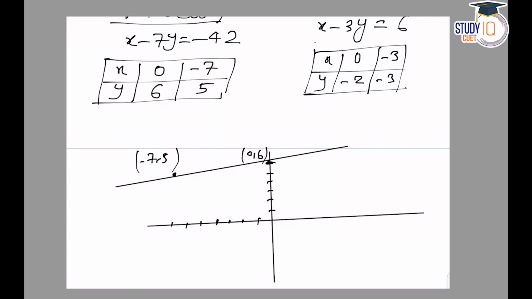Similarly, for the second equation, we need (0, minus 2), that is minus 1, minus 2. So one point is here, that is (0, minus 2), and the second point is (minus 3, minus 3). So (minus 3, minus 3) will be here. Let's draw another line.